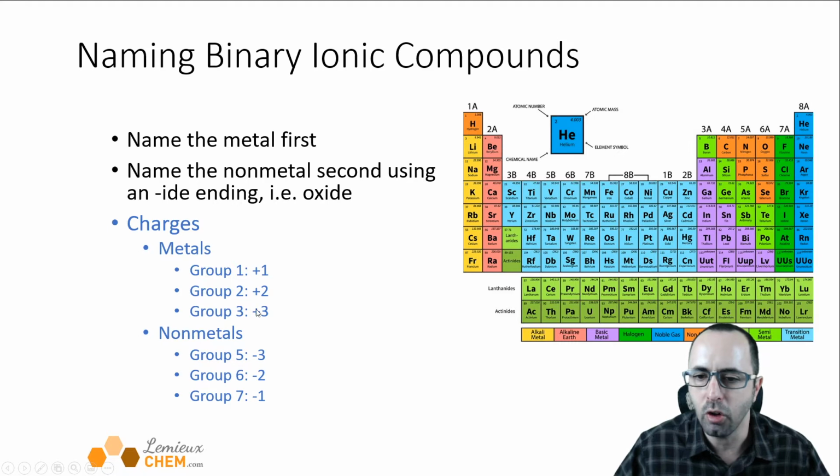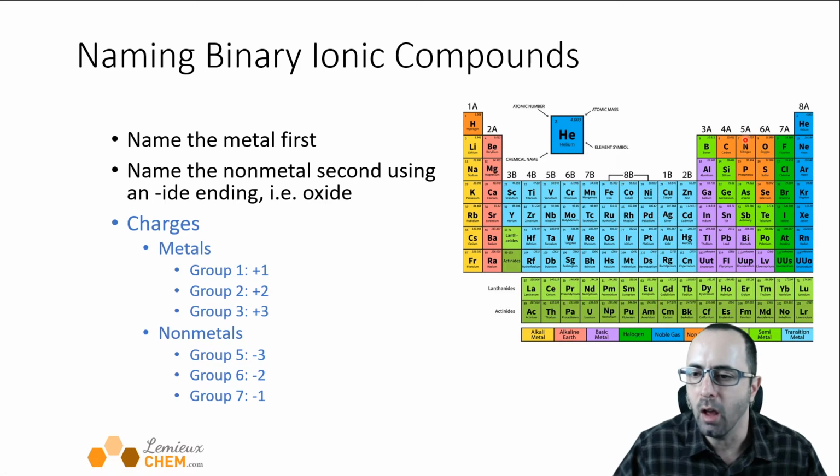Keep in mind the charges here. You may want to note these on the periodic table that I gave you. In group 1, when these make ions, they always make +1 ions. For group 2 right here, these always make +2 ions. Group 3 metals, aluminum, gallium, and indium, always make +3 ions.